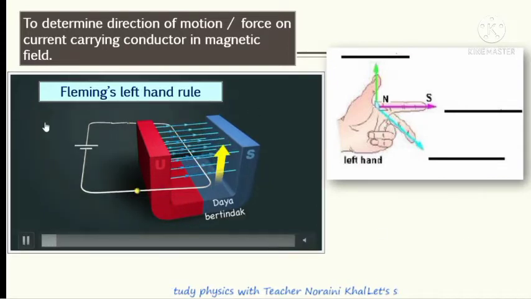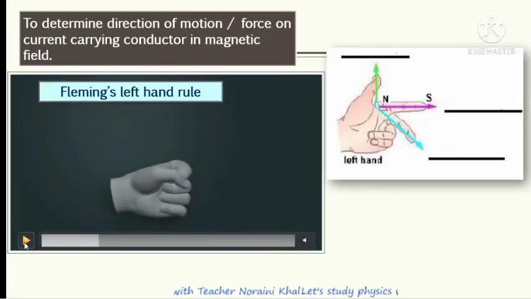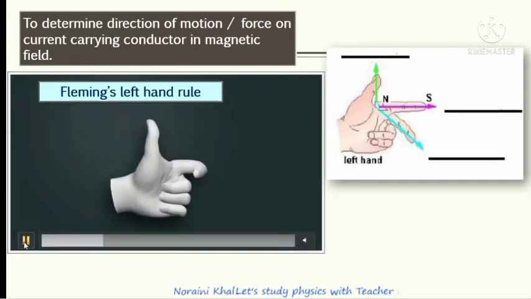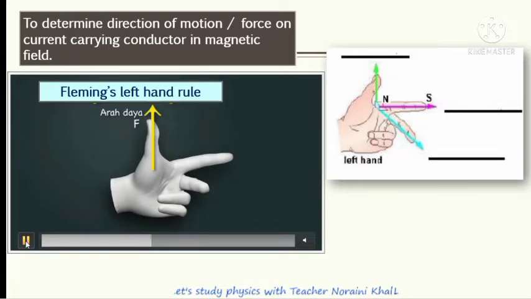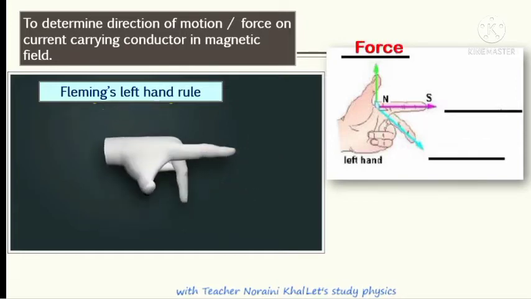Let's look at how it works. So this one is a wire placed in a magnetic field of a permanent magnet. We can use Fleming's left-hand rule to determine the direction of force that acts on the wire. The thumb represents force or motion. The forefinger represents the direction of the magnetic field, which is always pointing to south, and then the center finger represents current. So by using this Fleming's left-hand rule, we can determine the direction of force or direction of motion.